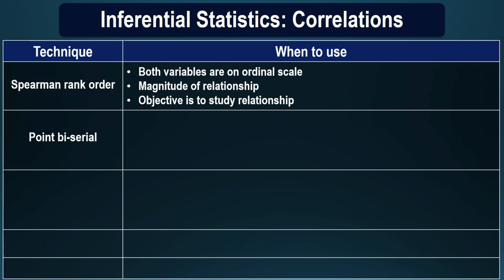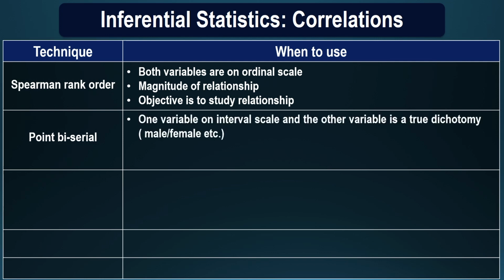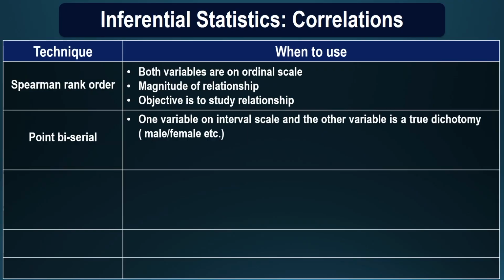Point biserial correlation needs to be calculated when one variable is on interval scale and the other variable is a true dichotomy. Say for example, you are getting male and female and you are having their scores on aptitude test, and you want to establish the relationship between gender and the aptitude possessed. So you can apply point biserial correlation. Again, it is where you are interested in finding out the magnitude of relationship.